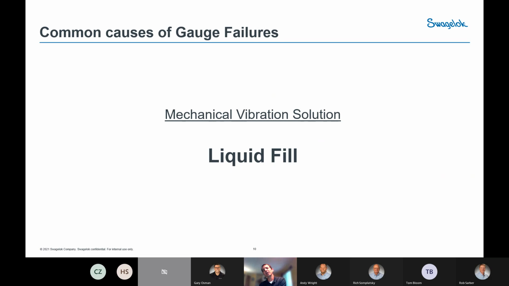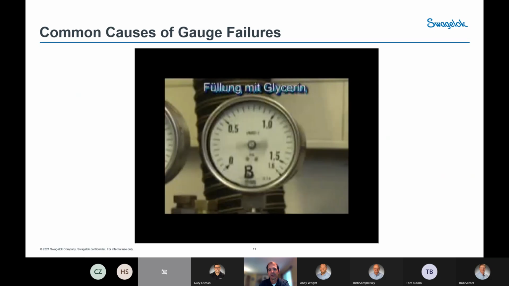So the solution to vibration is a pretty simple one, liquid fill. There are lots of gauges out there that have the ability to be liquid filled. And I'm going to show you a quick video here that demonstrates the impact of the liquid fill. So check this out, and you can see how much difference it makes when you use a liquid fill.